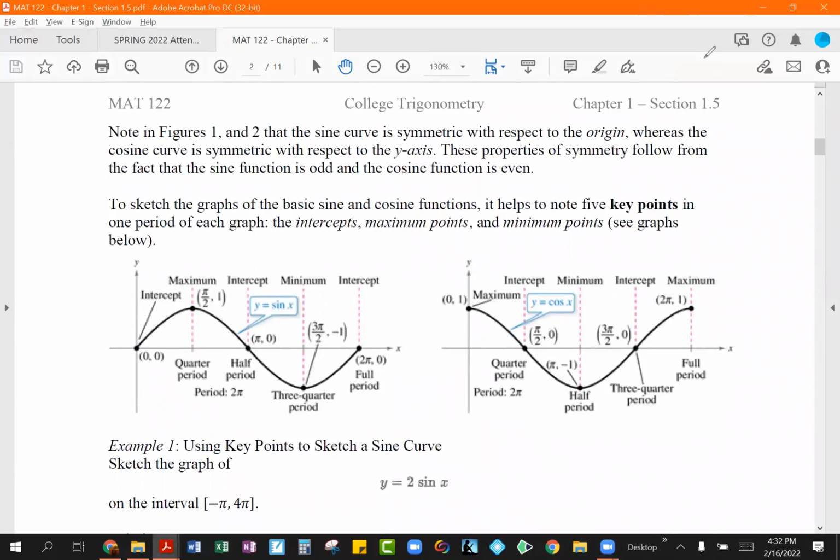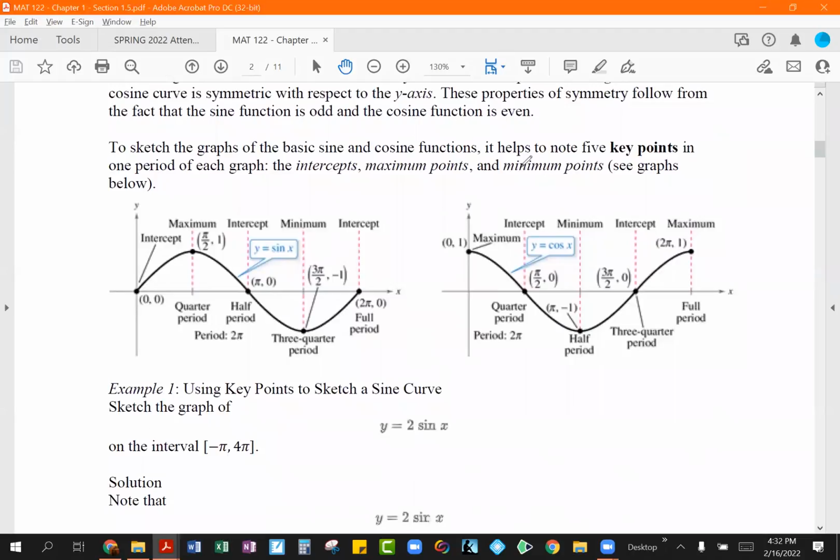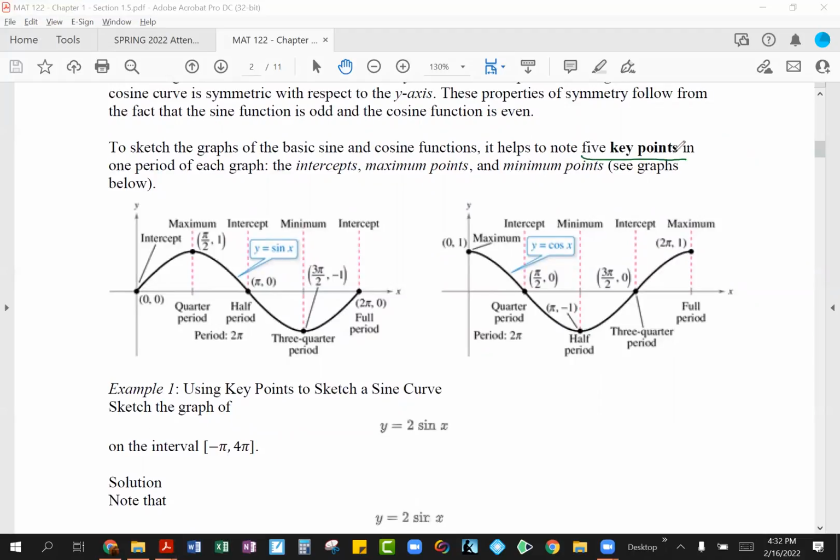And if you want to get a little bit more background on these odd and even functions, go back to chapter P, and you will see a little bit more of the algebraic definition for odd and even functions that you can look at. Now, when we talk about actually sketching these graphs, we have to use what we call the 5 key points to help us graph these functions.